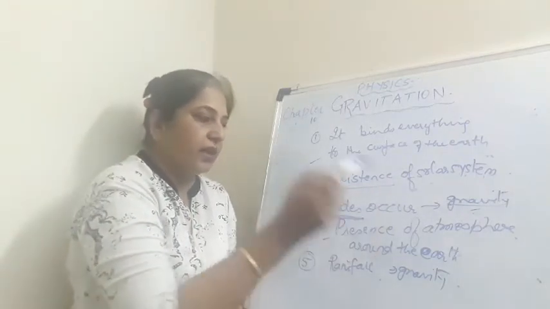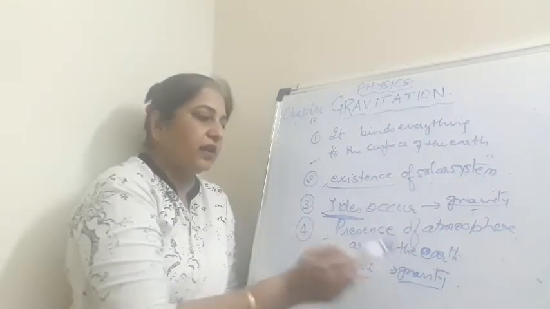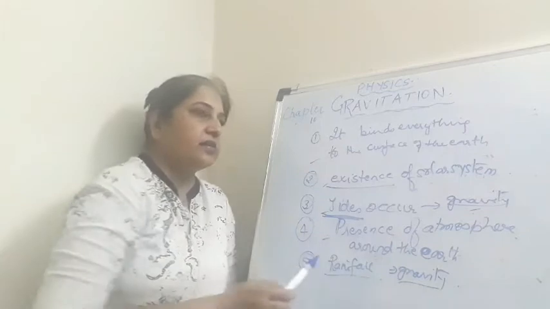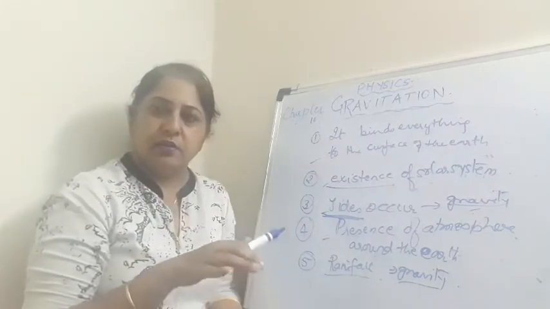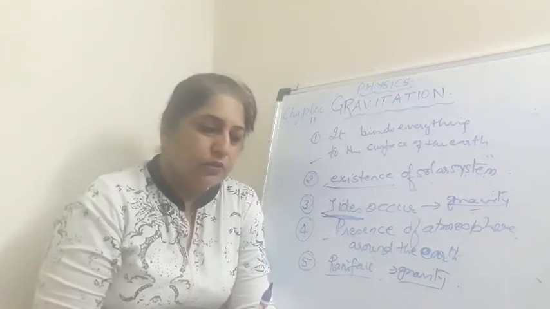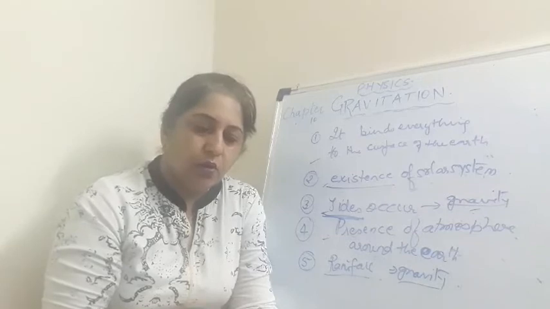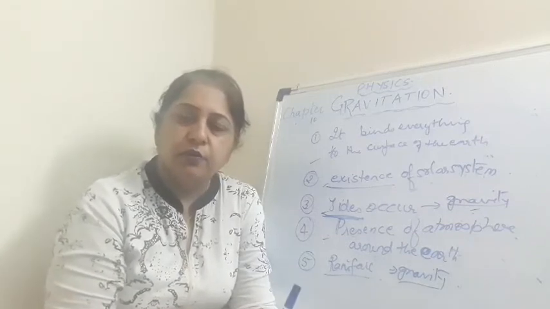Tides, then presence of the atmosphere around the earth, rainfall because of the gravity of the earth, then everything is intact on the surface of the earth due to the presence of gravity. So these are some points which are explaining the importance of the law, or the importance of the force of gravity.